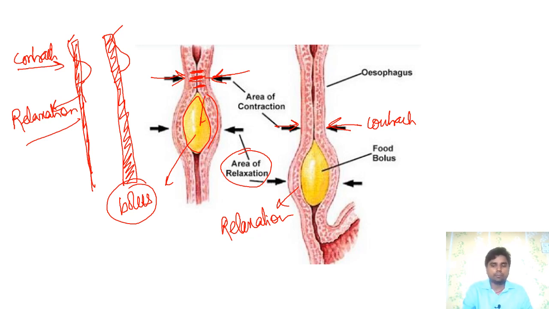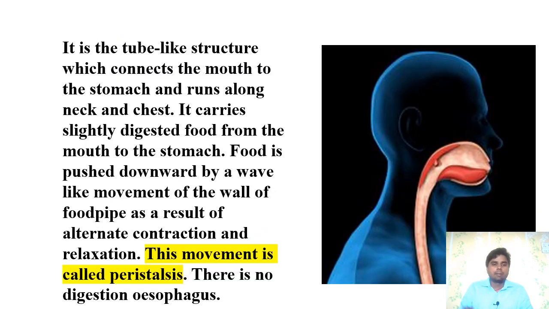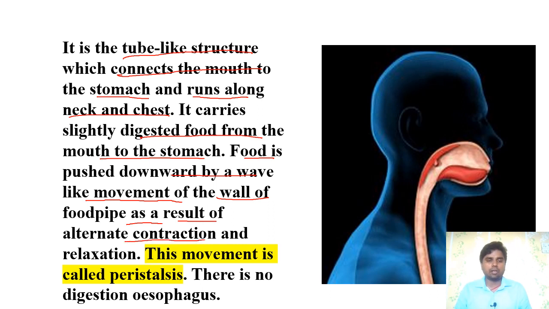Okay, so moving forward, students, just now we have studied everything regarding the oesophagus. Now we will read this statement that it is a tube-like structure which connects the mouth to the stomach and runs along the neck and the chest. This is our neck and this is our chest. It carries slightly digested food from the mouth to the stomach. Food is pushed downward by a wave-like movement of the wall of the food pipe as a result of alternate contraction and relaxation. This movement is known as peristalsis.